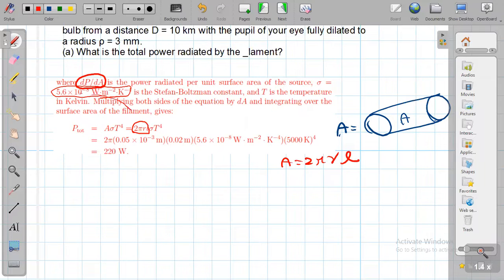And sigma is the Boltzmann constant. You have to substitute. Then the temperature is some 5000 Kelvin, and you have to substitute that. The area is 2 pi into 0.05 into 10 to the power minus 3 and 0.02, that means the radius and diameter, and the Boltzmann constant here, and the Kelvin temperature to the power 4. If you substitute these values properly, you may get the value of 220 watts as the power.